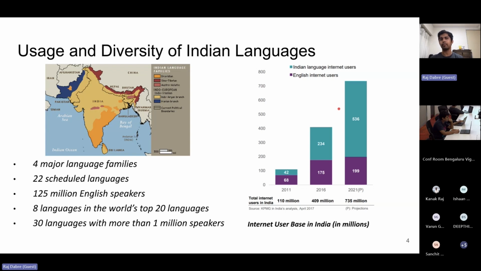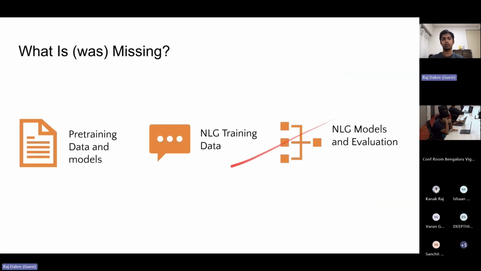So that means now that there are internet users who use Indian languages exploding on the internet, we definitely need technologies for Indian languages. It's the need of the hour. So what was missing? Of course, we have data, pre-trained and retrained models, the data specific for natural language generation, and then the models themselves and evaluation of these models.